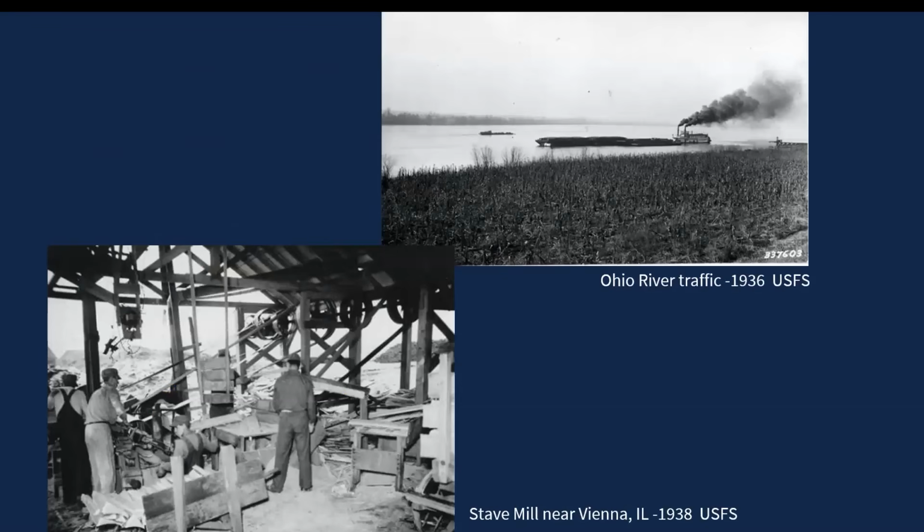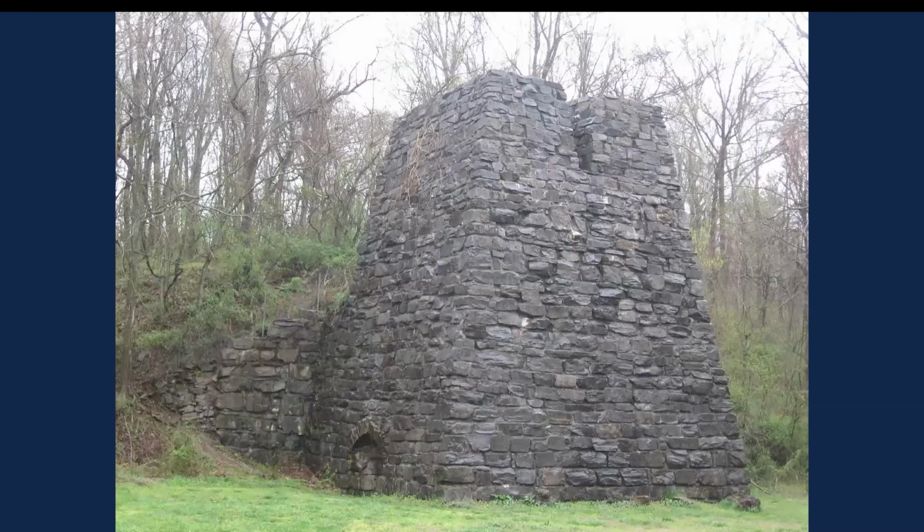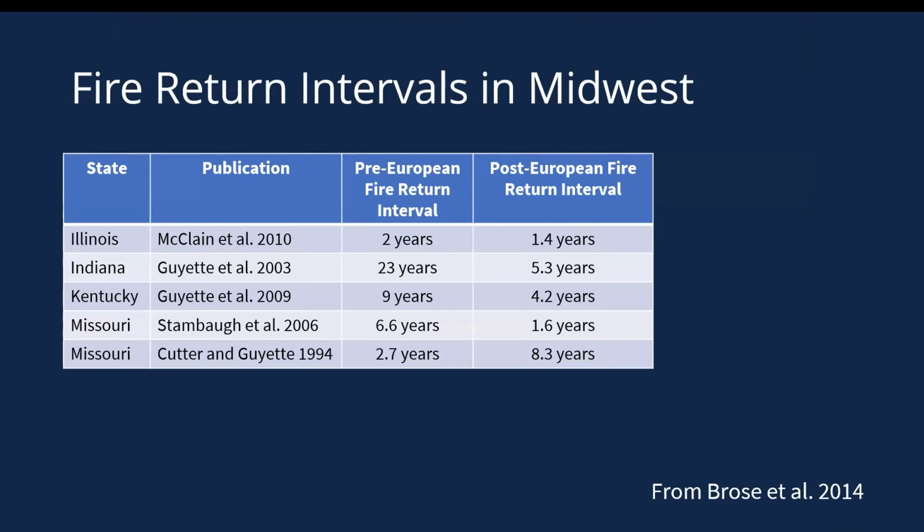And so we see just a couple pictures here. We know we have a barge, which is obviously driven a lot by wood, stave mills, iron furnaces, which use charcoal made from wood out there. So a lot of use for wood, especially early on in the late 1800s and early 1900s, drove a lot of that heavy logging. And then we also saw this change in the fire return interval.